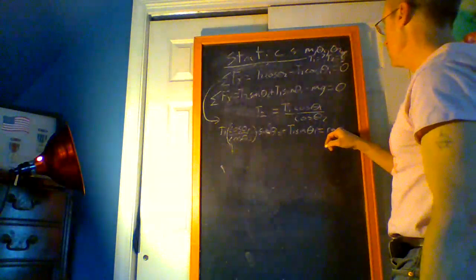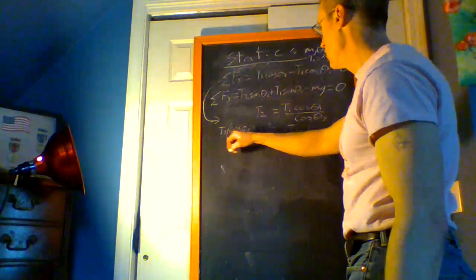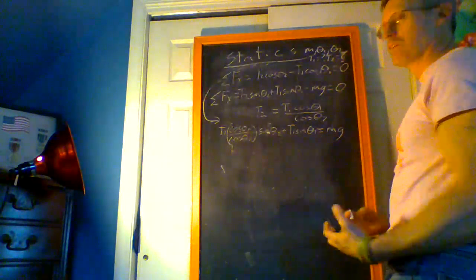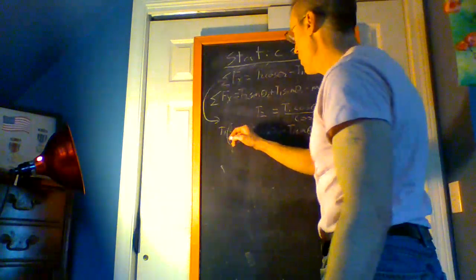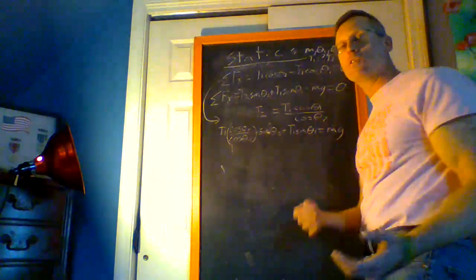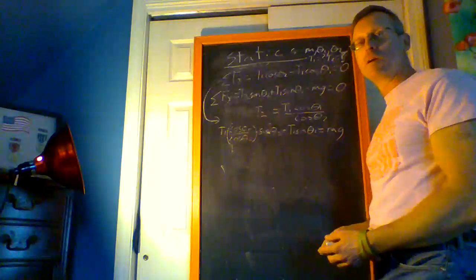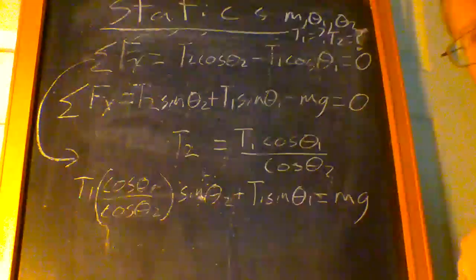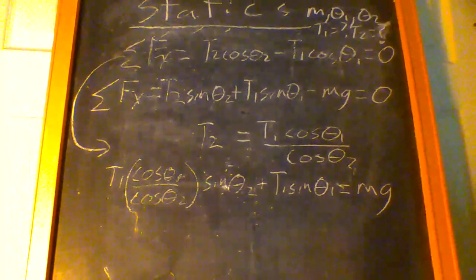The mg again is known. Let's say we know the mass. So now I just have one variable. It looks kind of ugly, but don't let that deter you. These are just numbers. Let's say theta 1 is 30 degrees and theta 2 is 40 degrees. We don't really care. If you have a calculator, you should be able to solve that. So again, it looks kind of like this. Hopefully you got a better view of that right there.